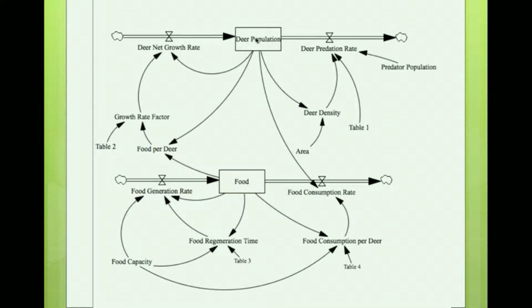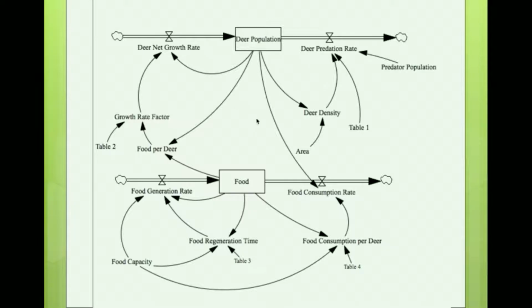So deer is the population, food is the resource. The food gets consumed by the deer, so there's a feedback loop there, and food has a natural ability to regenerate, and that food generation actually drives deer growth. So that's another feedback that's there.